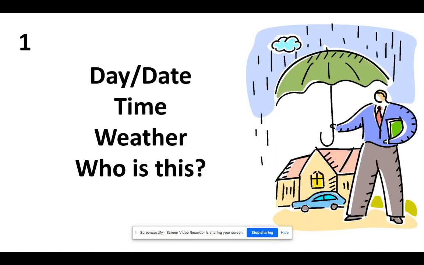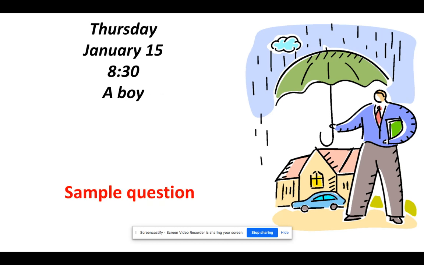Okay, let's take a look at what we need to know. For each picture, we're going to have to say the day, the date, the time, the weather, and who it is. Who is that person in that picture? So obviously, if you look at the picture on the right, you don't know who he is or what the time is or what the day or the date is. And that's why on the test, your question will look like this. You'll have a picture on the right, and on the left, you'll have the day, the date, the time, and the person in English for you. So you just have to know how to say those things in French.